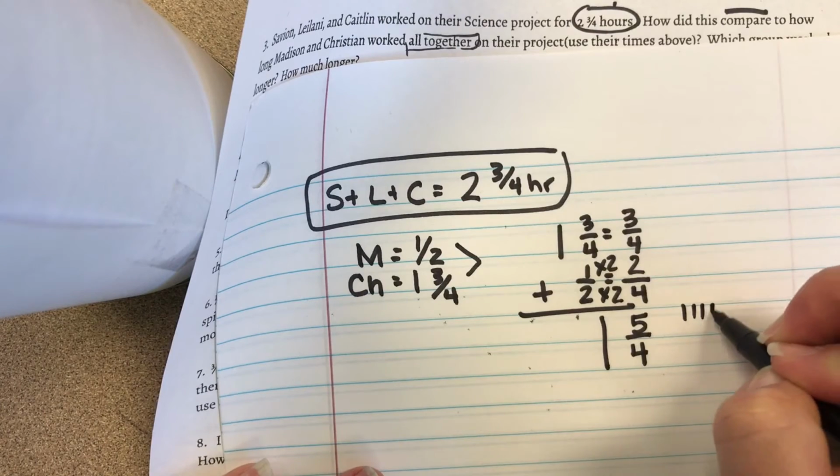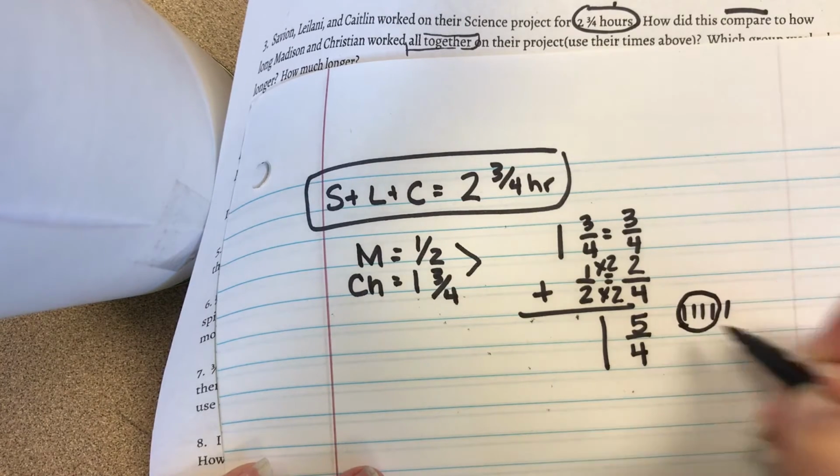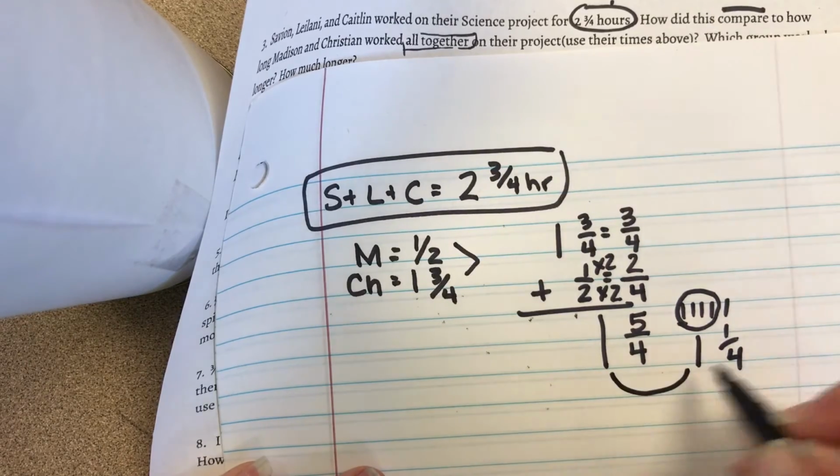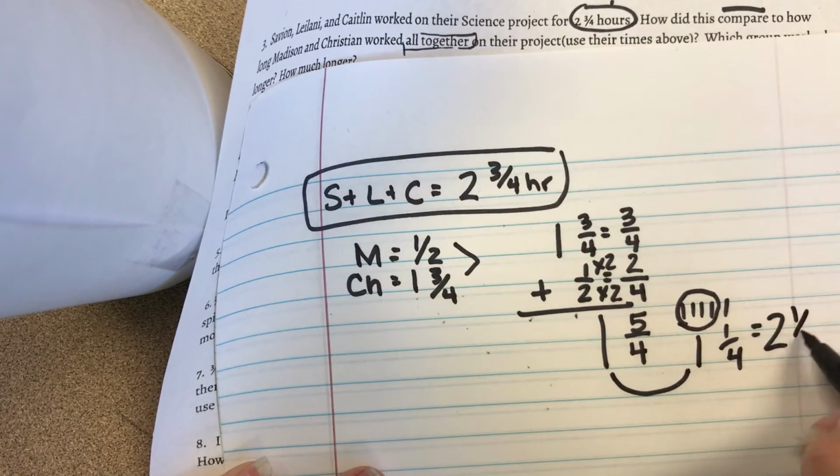5/4 has a better way to write it. 1, 2, 3, 4, 5. Circle a group of 4. 1 whole, 1 left over. Plus the other one, 2 1/4.